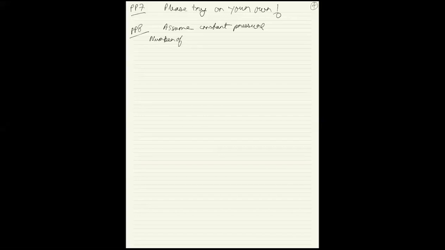So we assume constant pressure and let's solve for number of moles of water. So number of moles of water will be given by, we have how much? We have 100 grams of water divided by the molar mass of water, which is 18.0152 gram per mole. And we can calculate this, whatever it comes out to.